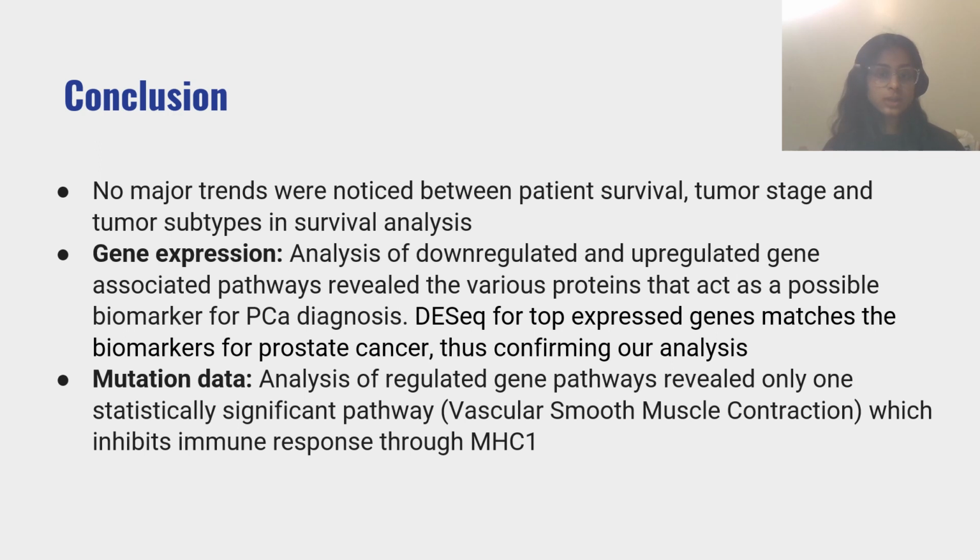We found that no major trends were noticed between the patient survival, tumor stage, and tumor subtypes in our survival analysis. For our gene expression data, we found that downregulated and upregulated gene pathways revealed the various proteins that could act as potential biomarkers for prostate cancer diagnosis. Also, for our mutation data, we found that the analysis of our regulated gene pathways revealed only one significant pathway, which was the vascular smooth muscle contraction, which inhibits immune response through MHC1 production.